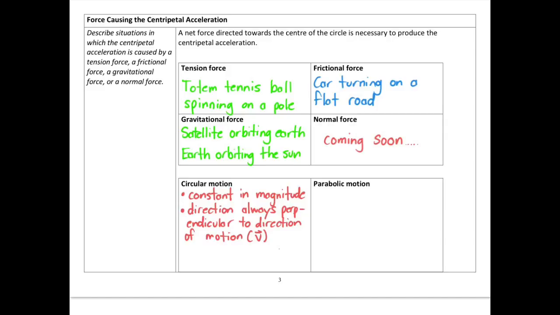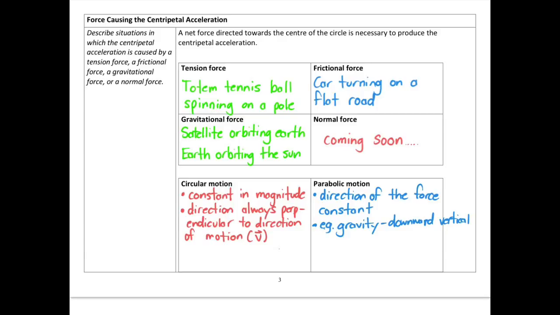However, when we have parabolic motion, the direction of the force is always constant. So when we're talking about gravity, that force is always acting vertically downwards. So if we're dealing with gravity, that direction is downwards in the vertical direction.